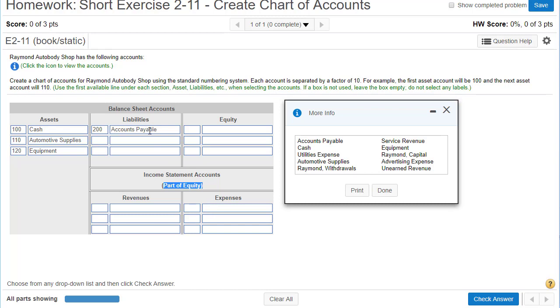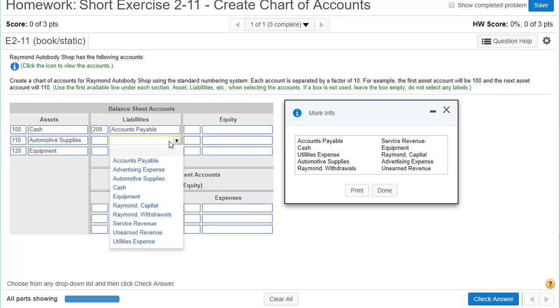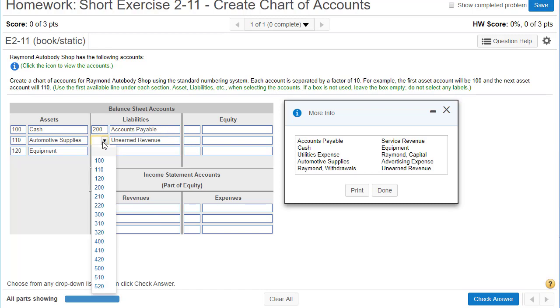So back up here, we left off with AP. So let's find our next liability after AP. Looks like our next liability is unearned revenue. Remember, unearned revenue, we said, was when a customer pays us ahead of time. We've not given them the service, therefore we owe them a service. So remember, liabilities are things we owe. So unearned revenue, that's going to be 210, the next account number in line.